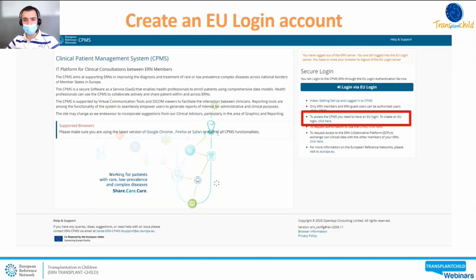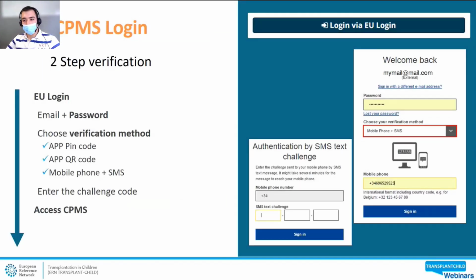So first of all, you will need an EU login account, which you can do from the third bullet point shown in the website. So in order to create an EU login account, you will be asked to introduce a mail address and a password for the EU login account. And then you will be asked to select a second step verification. Bear in mind that every time you need to access the CPMS, you will have to perform the two-step verification. So it is very important you remember how you established this verification method.